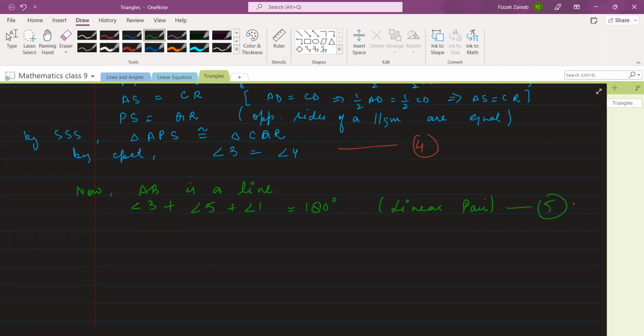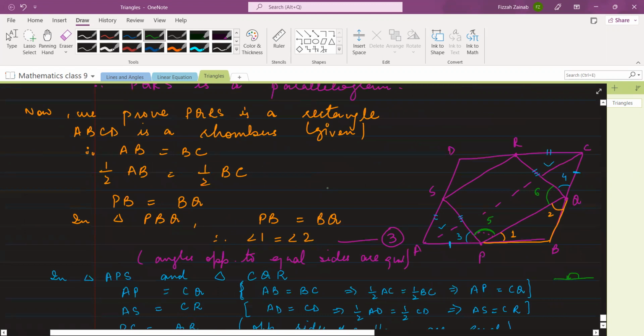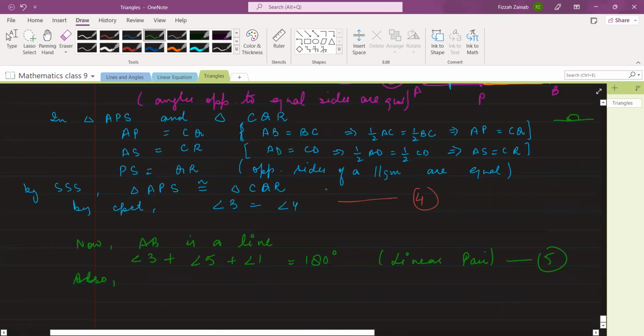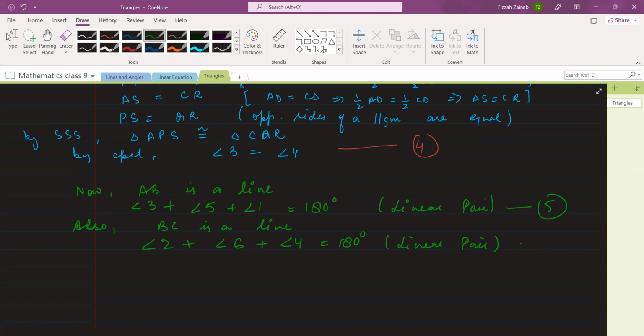Okay, give it some name. And similarly, we can say also the other one, BC is also a line, right? In the figure. So similarly, I can say that angle 2 plus angle 6 plus angle 4 is also 180 degrees. Again, linear pair. So now I'm saying that angle 2 plus angle 6 plus angle 4 is 180 degrees. Is that okay, Jocelyn? Right.